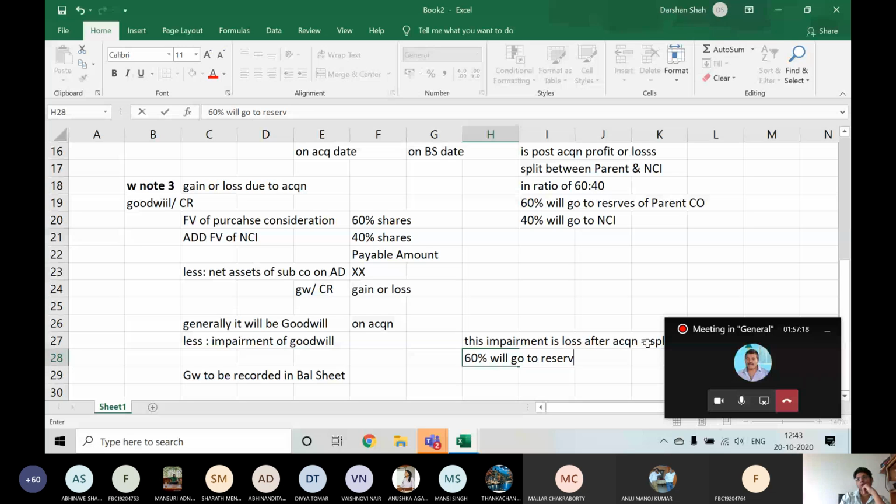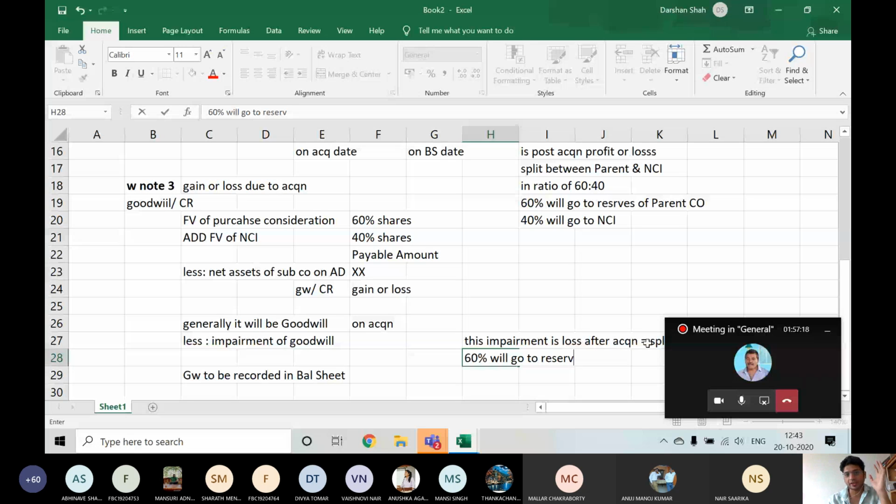ओके, क्लियर? वर्किंग नोट 2 and 3 क्या करना है, समझ में आया क्या सब लोगों को? Yes sir. So can you once again explain the impairment part? हाँ, impairment I'll explain again. तो गुडविल तक तो अपन ने सीखा था कैसे करना है. We had taken numerical calculations till goodwill. And this goodwill we were supposed to record in the balance sheet.